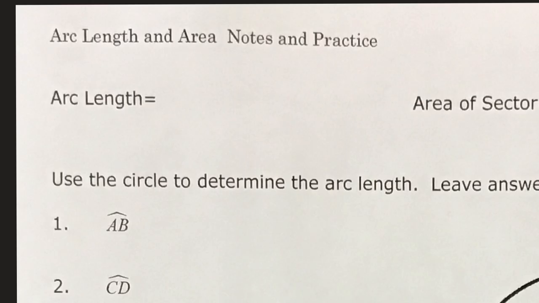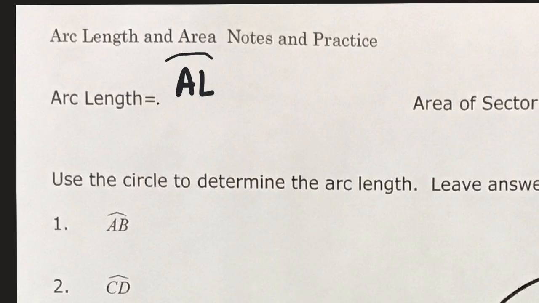Arc length. We're going to call it AL, arc length. And an arc length always has an arc over the top of it, right? To differentiate it between a segment or a line or a ray. Those are all geometric things. So AL we're going to call arc length.